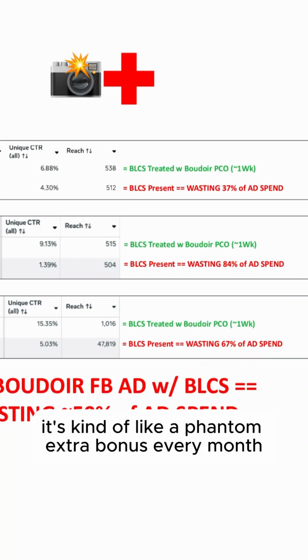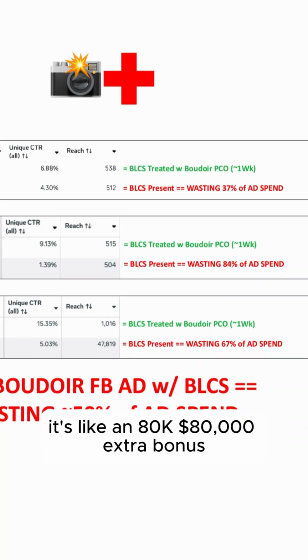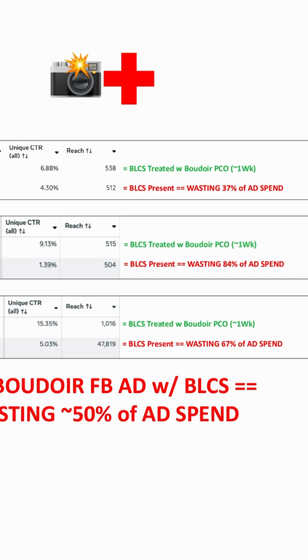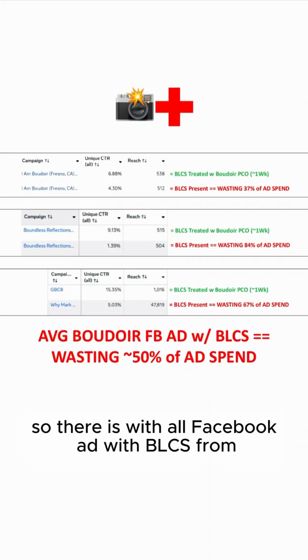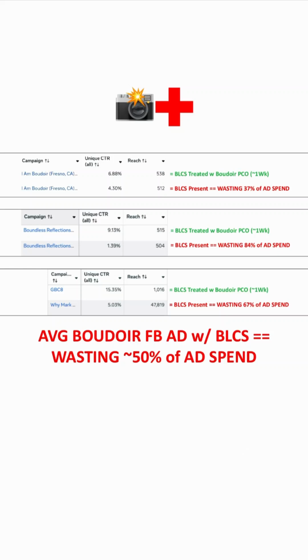It's kind of like a phantom extra bonus every month. And at the end of it, it's like an $80,000 extra bonus. So the average Boudoir Facebook ad with BLCS, from what I've seen, is wasting about 50% of its ad spend.